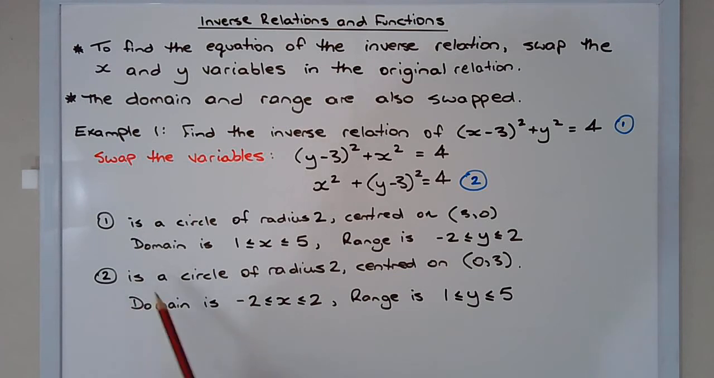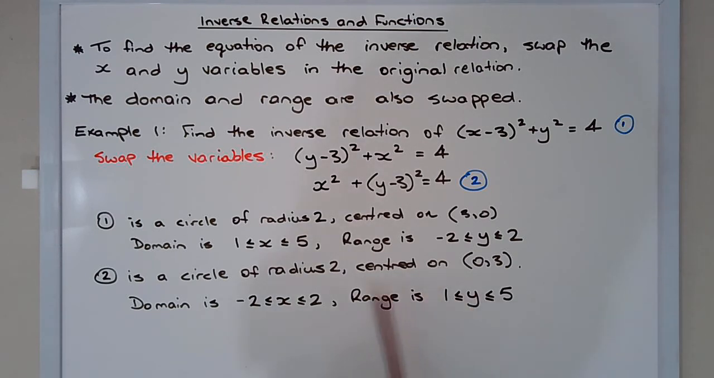Relation number 2 is a circle also of radius 2, but centered on (0, 3) rather than (3, 0). And its domain is x greater than or equal to -2 and less than or equal to 2. And the range is y greater than or equal to 1 and less than or equal to 5.